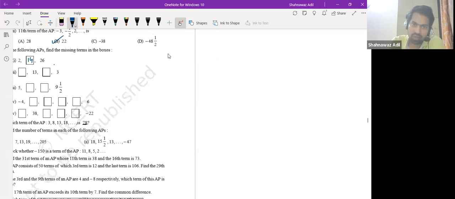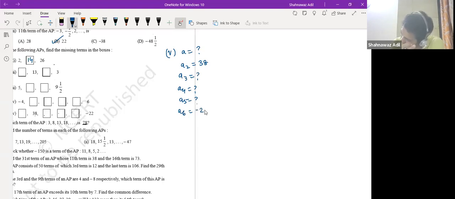Okay. So what do we have? We have A, we don't know. A2 is 38. A3 we don't know. A4 we don't know. And A5 also we don't know. A6 we know. So remember, to calculate an AP, these are the very crucial things: A, D, right? If you know these two, then the answer would be very much easier to calculate. So you have this information.